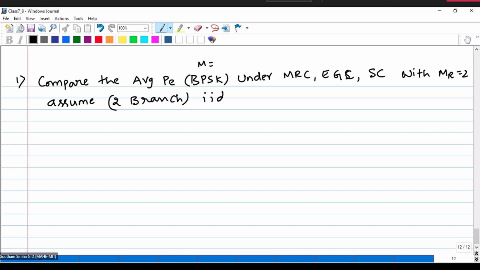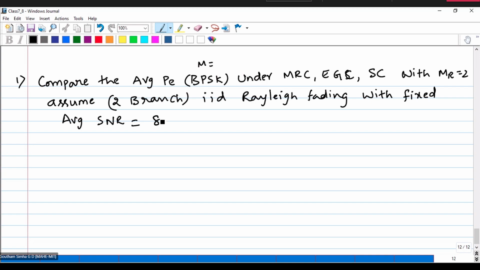Assume IID Rayleigh fading scenario with a fixed average SNR equal to 8 dB. You can make it 10 dB also. Approximately 8 to 10 dB is the lower SNR. Both 8 dB and 10 dB you can find out, on each branch.